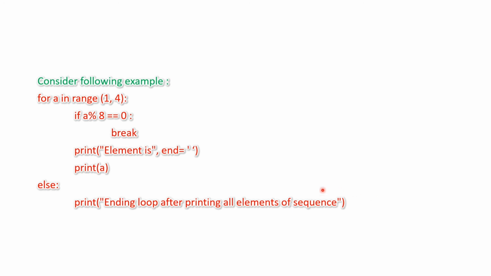You can try this code, and after that you increase this 4 to 14 and try this code again. When you make this value greater than 8, this else part will not be there. Why? Because this break statement will execute and it will terminate the loop. I will show you the output here.